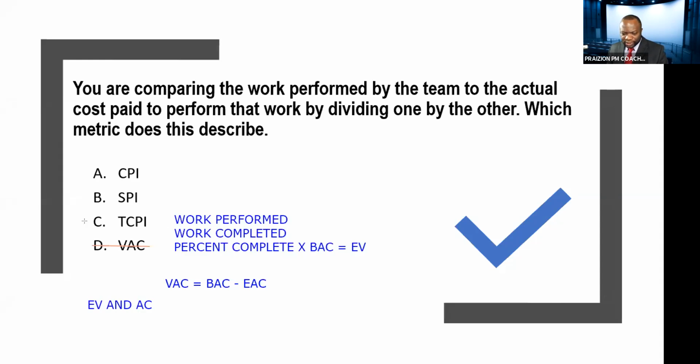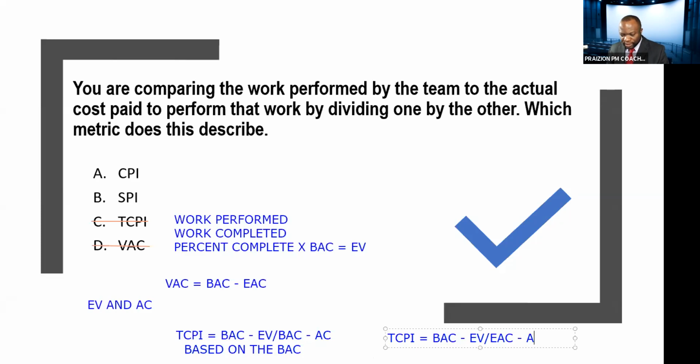The next one here is TCPI. Even though it has EV and AC somewhere in the formula, the TCPI is BAC minus EV divided by BAC minus AC if you're talking about TCPI based on the BAC. But if your TCPI is based on the EAC, it's something different. We have TCPI equals the BAC minus EV at the top. That remains the same, but the bottom is going to be the EAC minus AC.